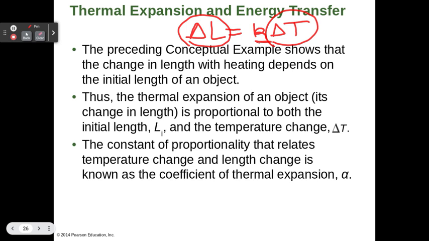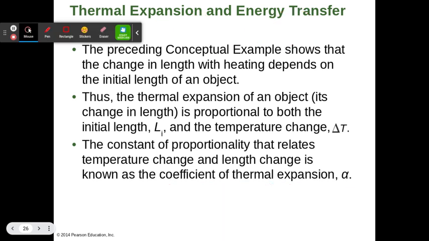The constant of proportionality, that K value, relates the temperature change and the length change. That proportionality constant is known as the coefficient of thermal expansion, alpha. When you're reading your problems, we had another alpha a couple of chapters ago. Make sure you're reading your questions carefully. This is the coefficient of thermal expansion alpha, not angular acceleration alpha. So just be clear about that. Read your questions carefully.